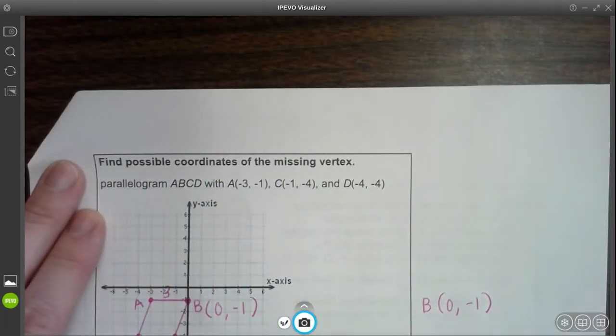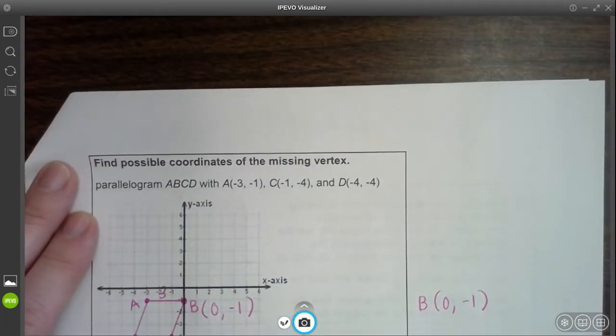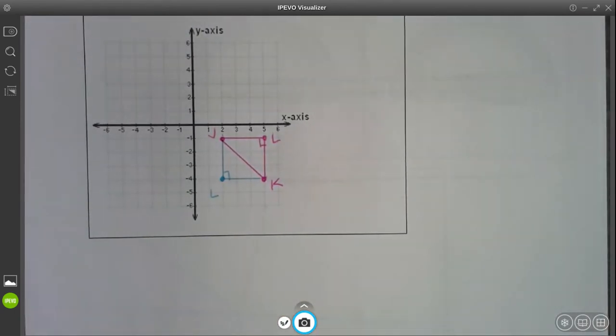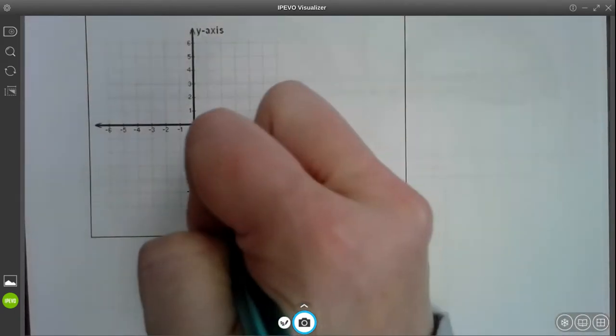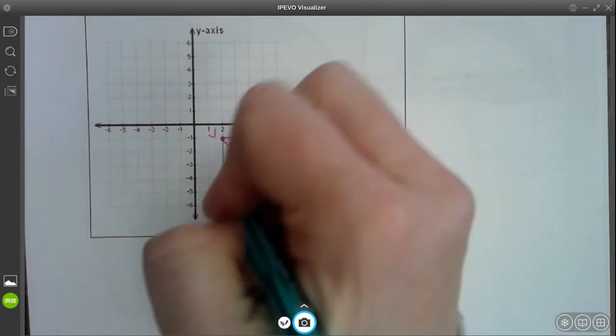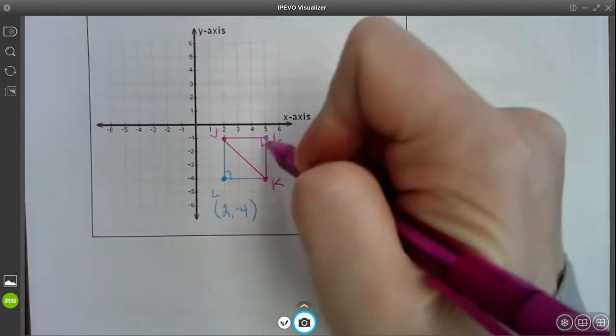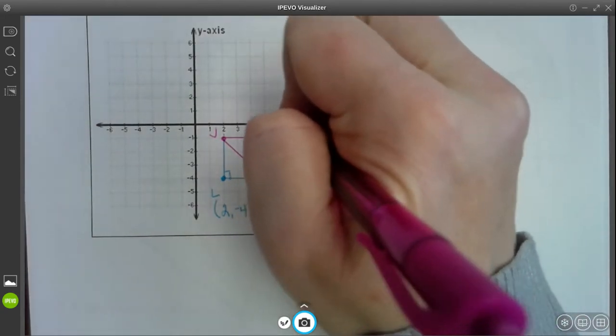And when it says find possible coordinates, that means find all of them. Okay, if it says find a set, you only need to put one, but in this case, we're looking for all of them. So here down at the bottom, this one could be 2, -4. Or we could use this one over here, which is at 5, -1.